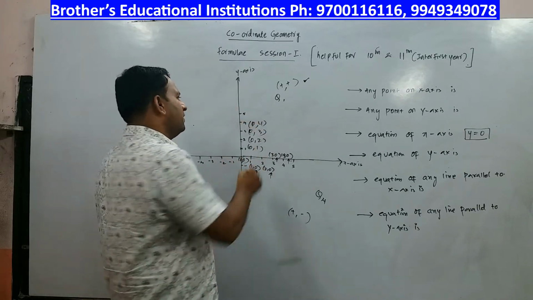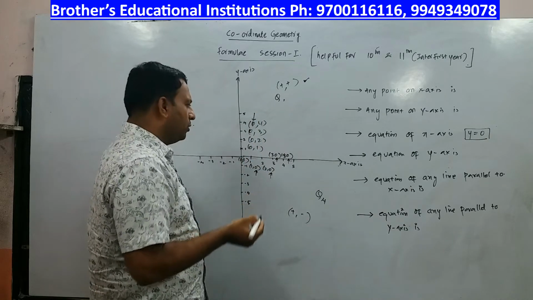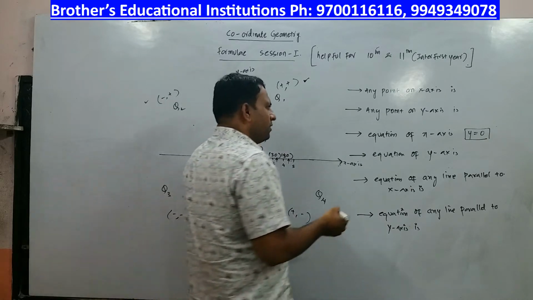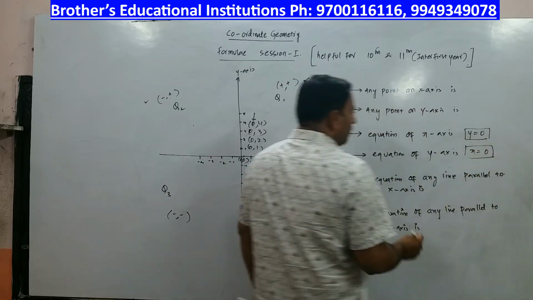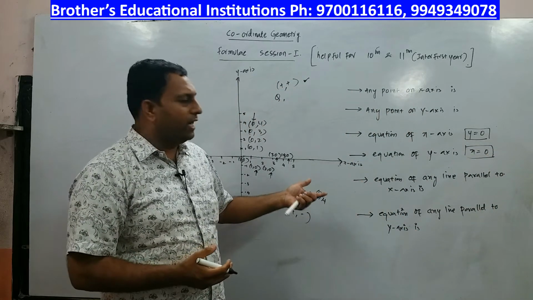What do you observe? Every time the x coordinate is 0. So you will say the equation of the y-axis is x = 0. The equation of the y-axis is x equals 0.